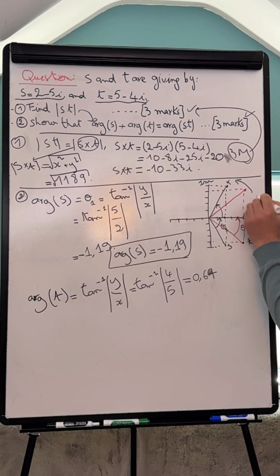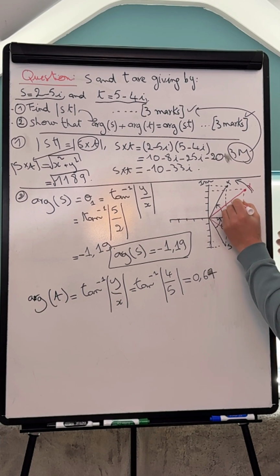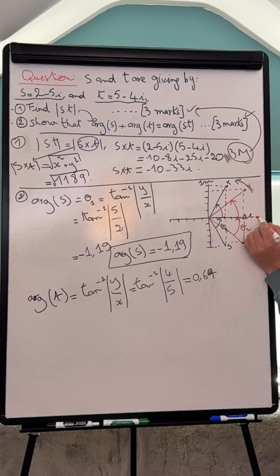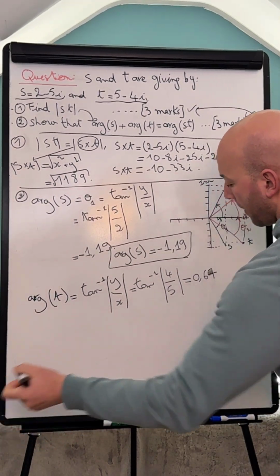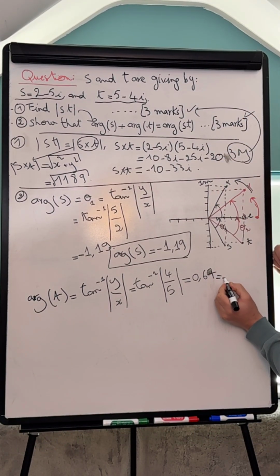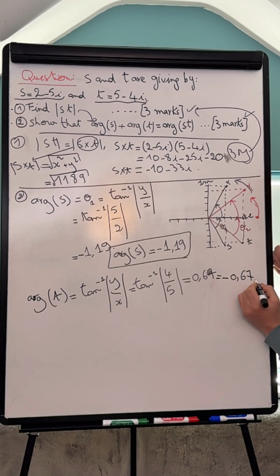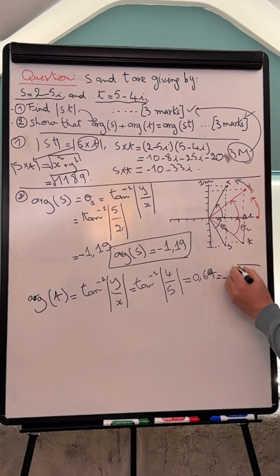To go up here now, we have to get it there. Here we start from the real number axis and we go anti-clockwise, it has to be positive. Then this way in here we've got our omega 2, which is negative. We have to make it positive, times it by -1, and it's going to be minus 0.67. This is the argument of t.